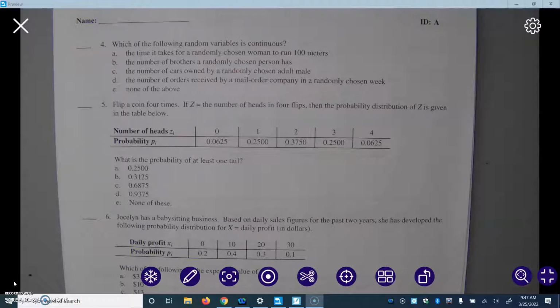Number 5, flip a coin 4 times. If Z equals the number of heads in 4 flips, then the probability distribution of Z is given in the table below. What is the probability of at least one tail?